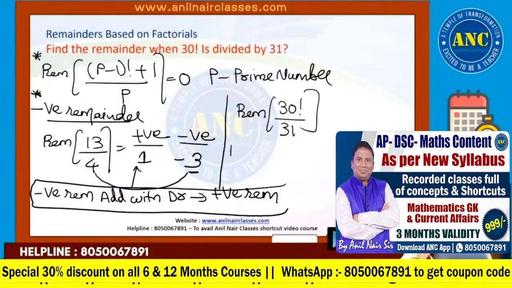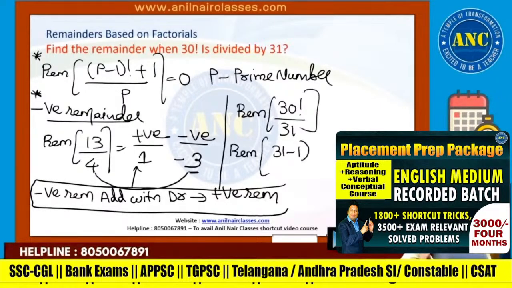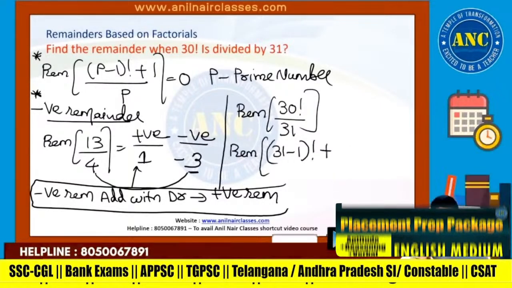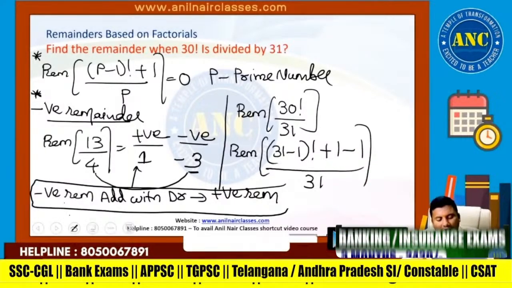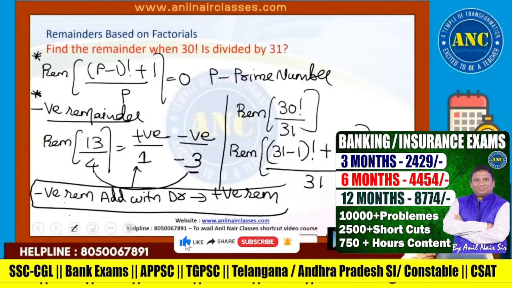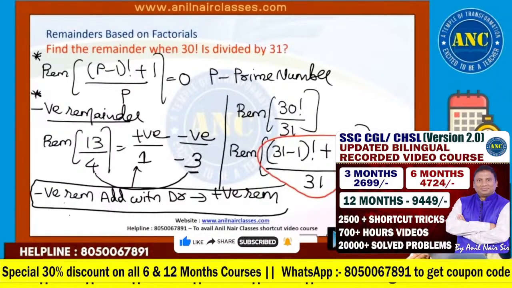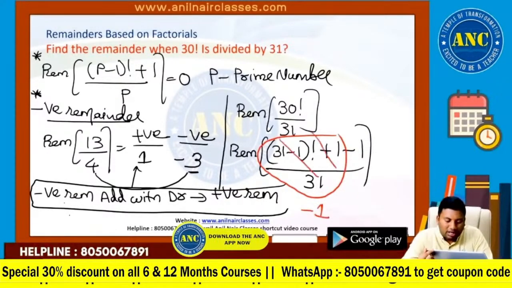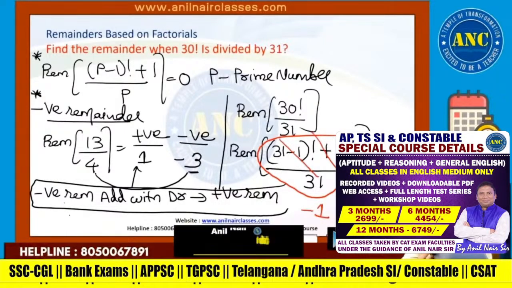This can be written as 31 factorial is nothing. 30 factorial is 31 minus 1 factorial. I am adding 1 and subtracting 1 when divided by 31. 31 minus 1 factorial plus 1 minus 1. P minus 1 factorial plus 1 when divided by P. What is the negative remainder? It is minus 1 because this came out to be 0. Negative remainder minus 1. Positive remainder is 30.